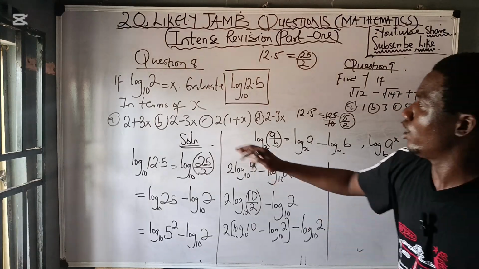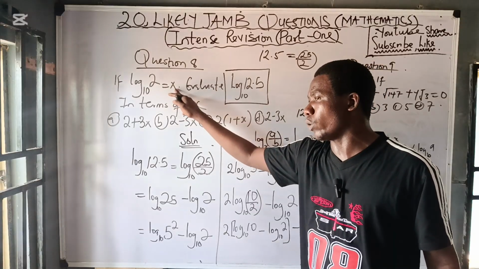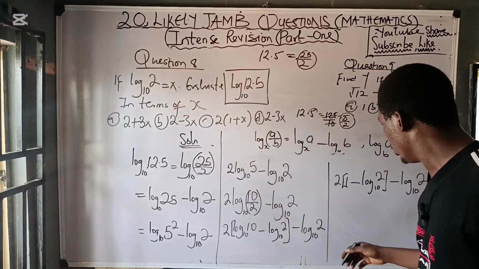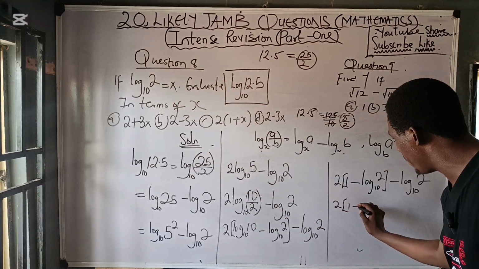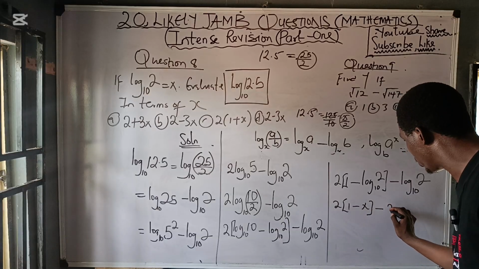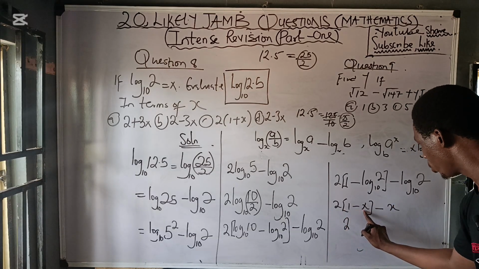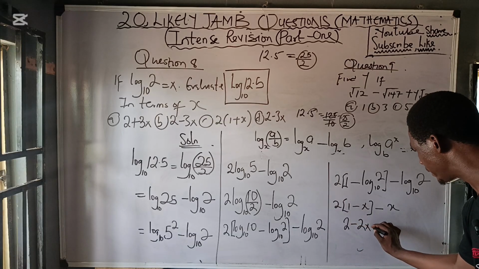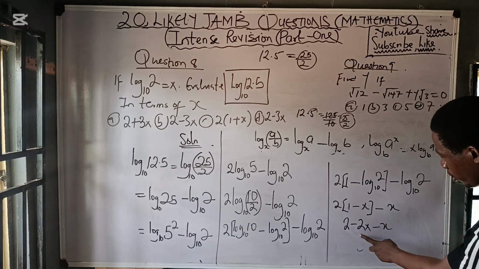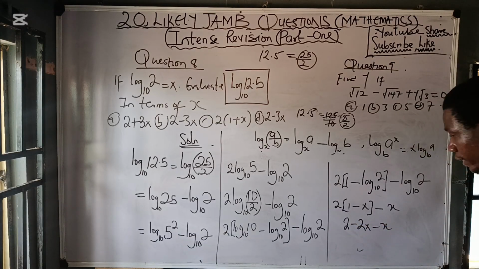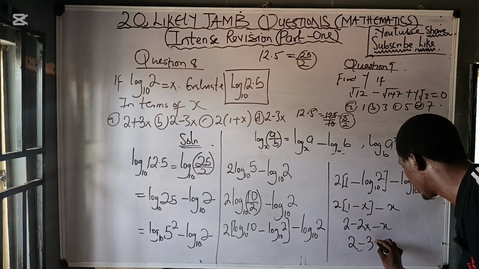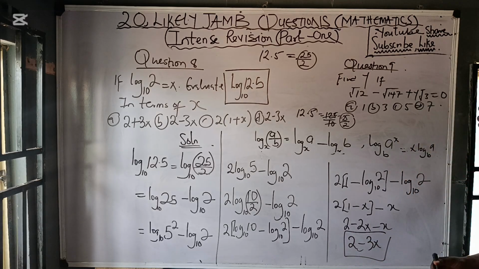Now, what is log 2 base 10? According to the question, it is x. So you have 2 open bracket, 1 minus x, minus x. Are we together? So 2 times 1 is 2. 2 times x is 2x, then minus x. Minus 2x minus x will give us minus 3x. So you have 2 minus 3x as the answer to the question.